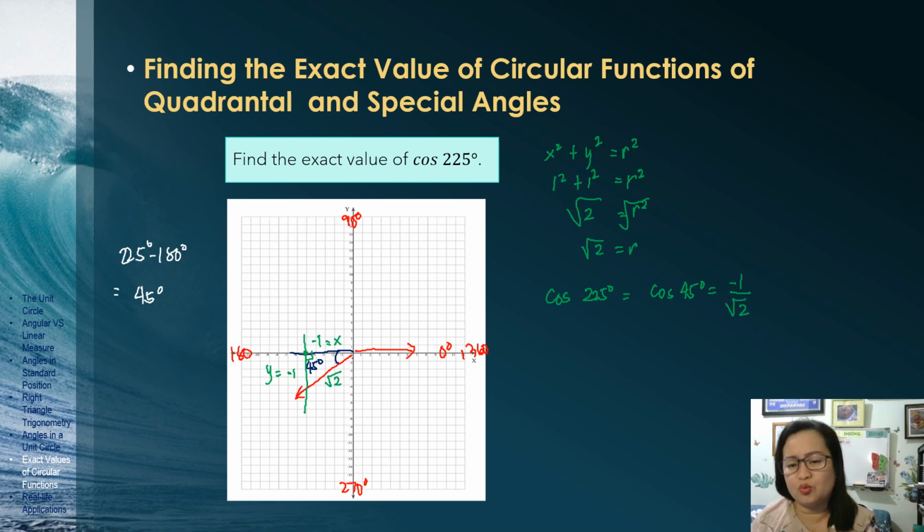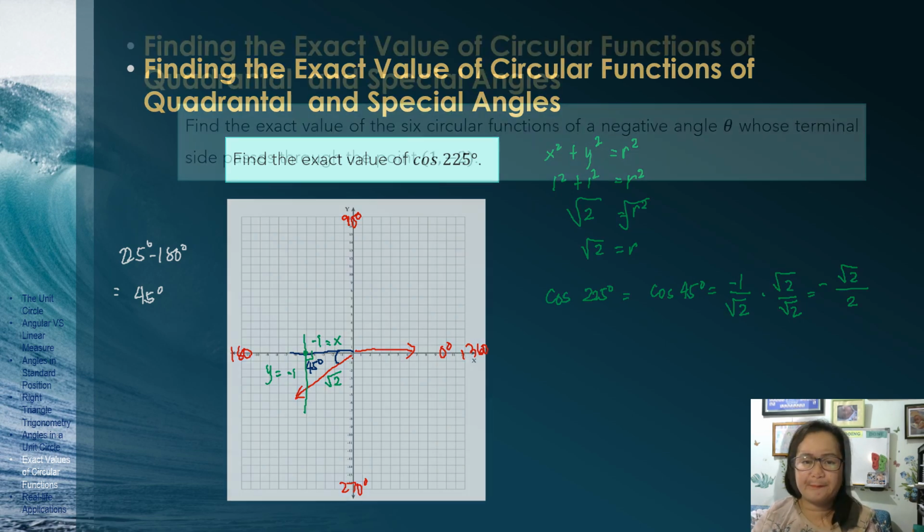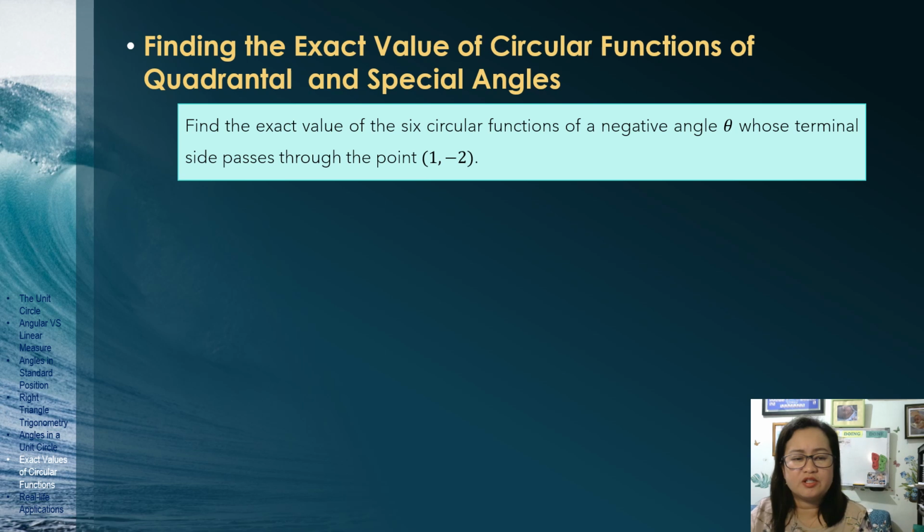So what will be our final answer? Okay, we rationalize. So we have negative square root 2 over 2. That is the exact value of cosine 225. Let's work on the next example.